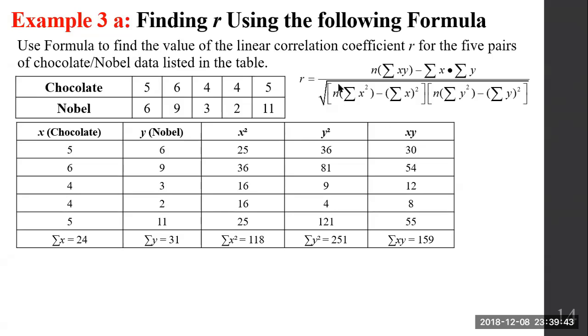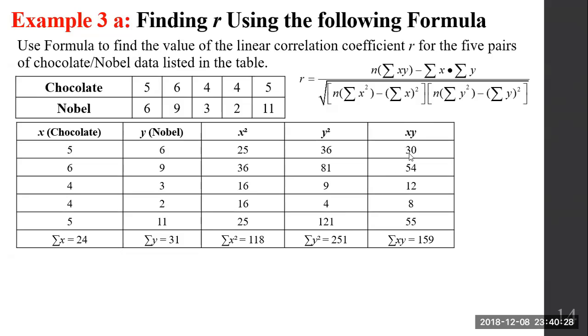As you can see in our formula, we need to find the sum of X. So we add all the numbers in the first column, and that is the sum of X. The sum of Y, similarly, adding all the numbers in the second column, gives us 31. We also need the summation of X squared, as part of our formula. We find X squared for each value and sum those, which becomes 118. Similarly, we find the summation of Y squared by squaring each Y and summing them up, which gives 251.